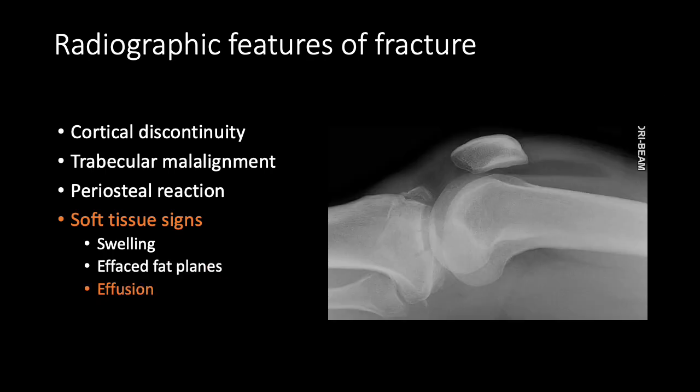Joint effusion is another useful feature. In the radiographic image of the knee here, we see a large joint effusion, and that makes us look closer, and we see fracture lines at the distal aspect of the femur here.